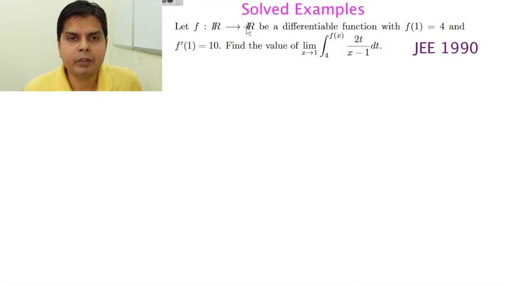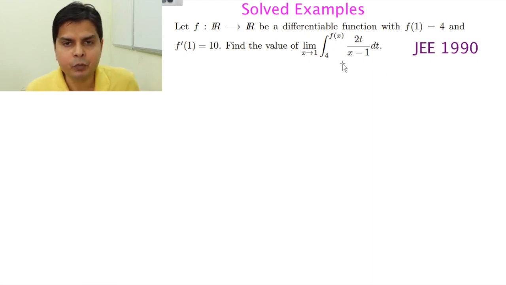Let f be a function defined from R to R, that is real number to real number, a differentiable function with f of 1 equal to 4 and f prime 1 equal to 10. Find the value of this limit. This is a question of JEE 1990. First of all, in this question you will have to realize that I have done my integration over the symbol t. So t is the dummy variable, and this x minus 1, this x is a constant. This is a basic step in this problem, so I can take it outside.